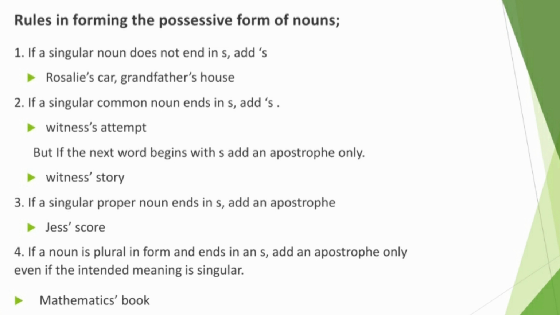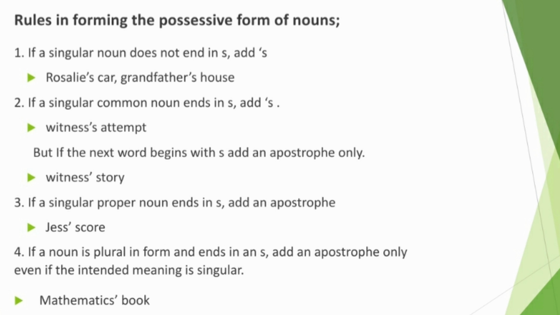But if the next word begins with s, add an apostrophe only. Witness, apostrophe, story. That's an example. Another rule, if a singular proper noun ends in s, add an apostrophe. Jess, apostrophe, score. So, Jess' score.